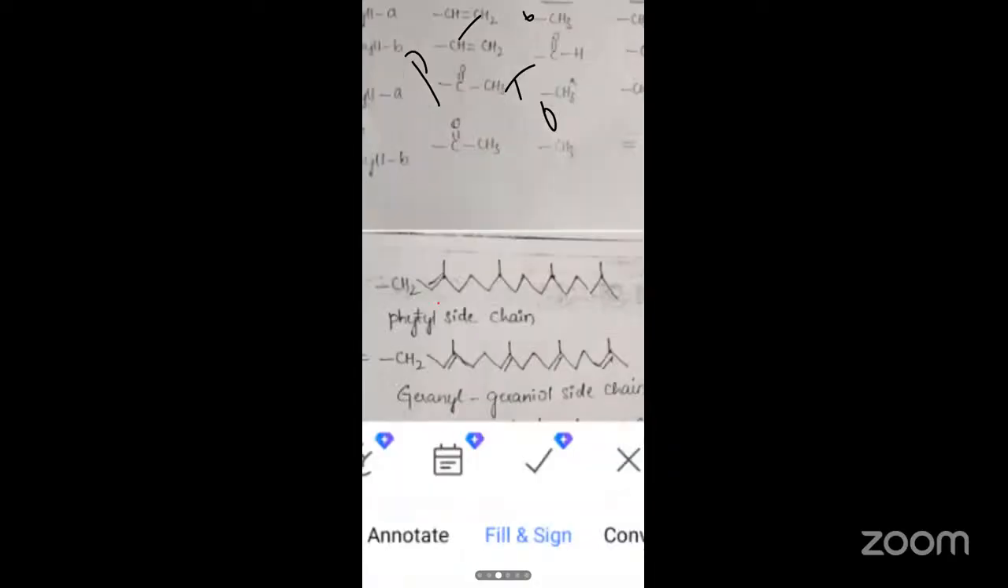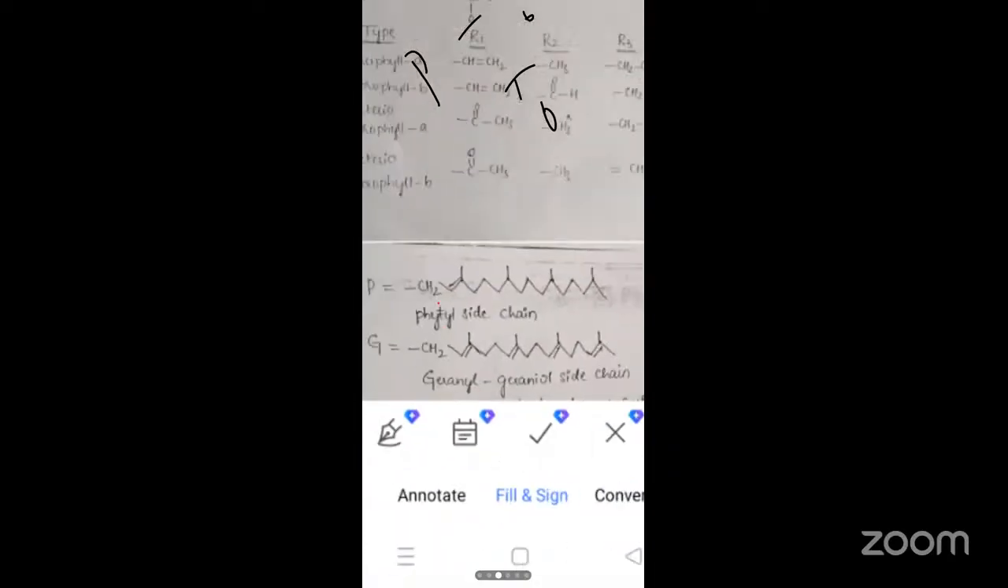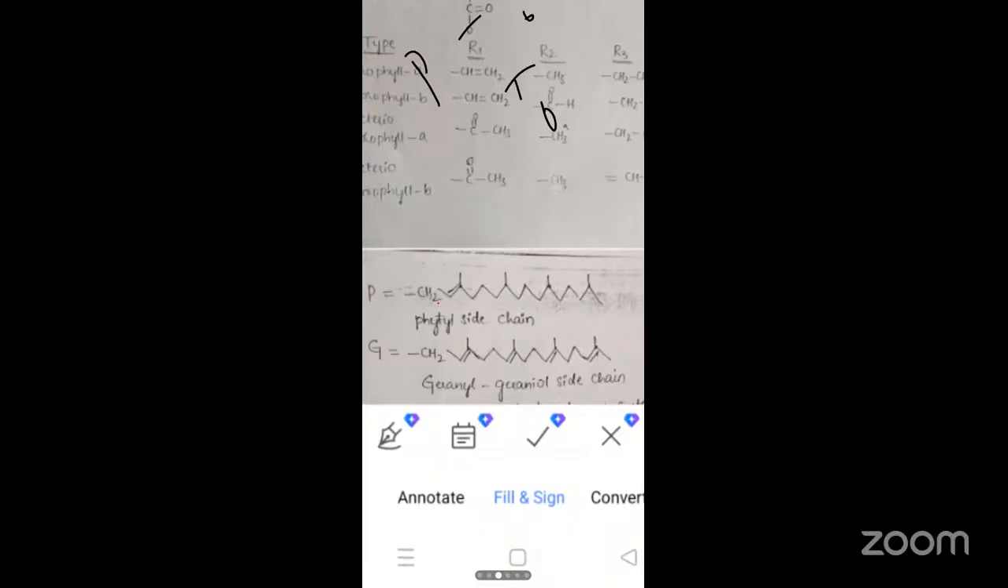So here, P is the phytyl, G is the geranyl. P is the phytyl, which has 20 carbons and contains the alkyl group. This is the phytyl side chain. Here there is R4. At the R4 position, the phytyl chain is there. At this position is the phytyl, P, or G geranyl. Like this.